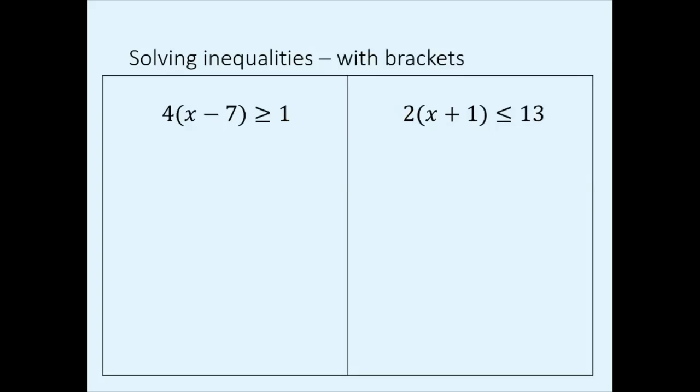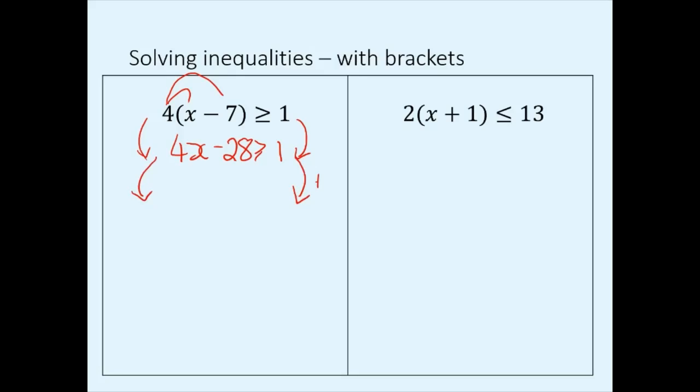If you're working with brackets, same process, but I'm just going to start by expanding my brackets. That's my 4 times x. My 4 times minus 7 is minus 28. It's greater than or equal to 1. I've not changed it in any way. I've just expanded the brackets.